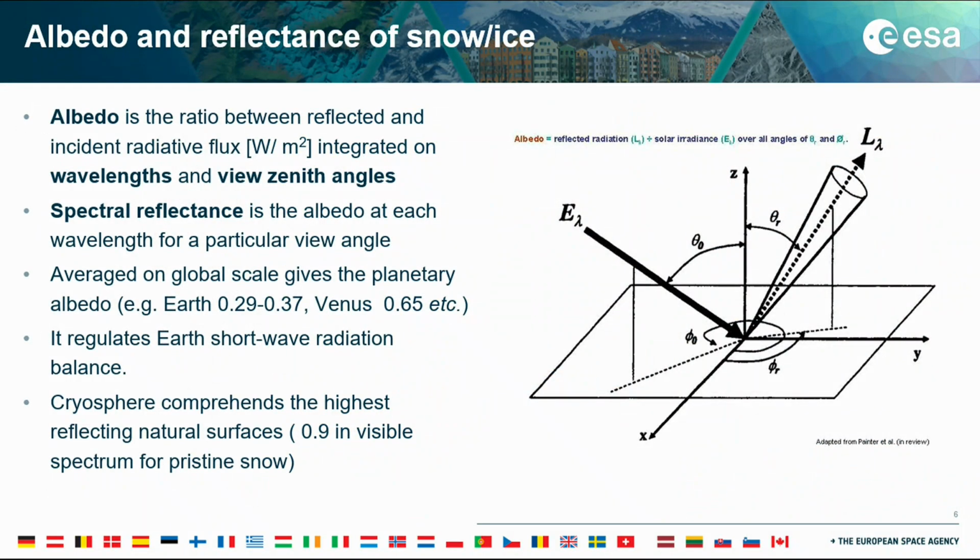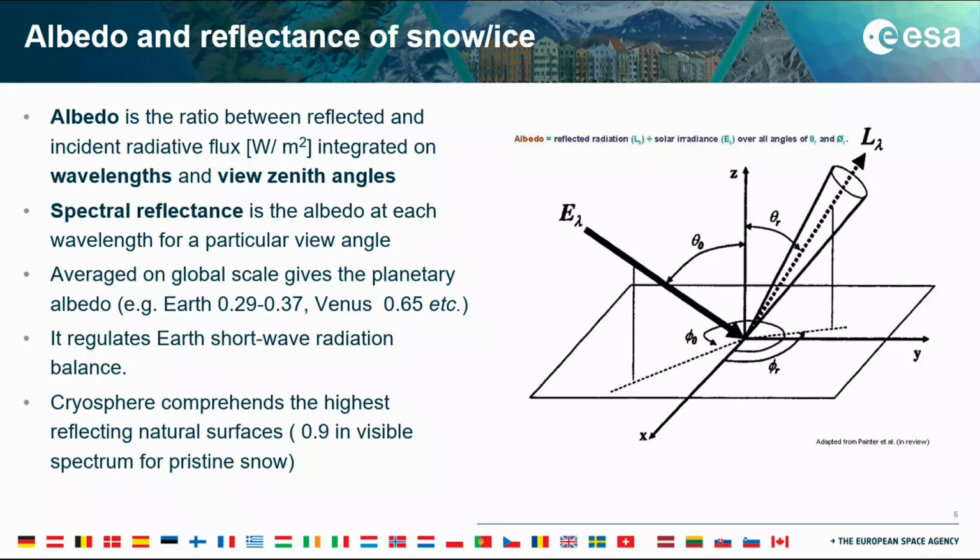So let's see some definitions, what I mean by albedo. Albedo is the ratio between reflected and incident radiative flux, integrated on wavelengths and view zenith angles. This is quite an important definition because sometimes albedo is misinterpreted and people speak about albedo without having in mind what is actually meant by albedo. Albedo is a double integral, so it's the amount of radiation that is reflected by a surface, normalized by the incident radiation, and calculated for all wavelengths of the solar domain and all possible view angles.